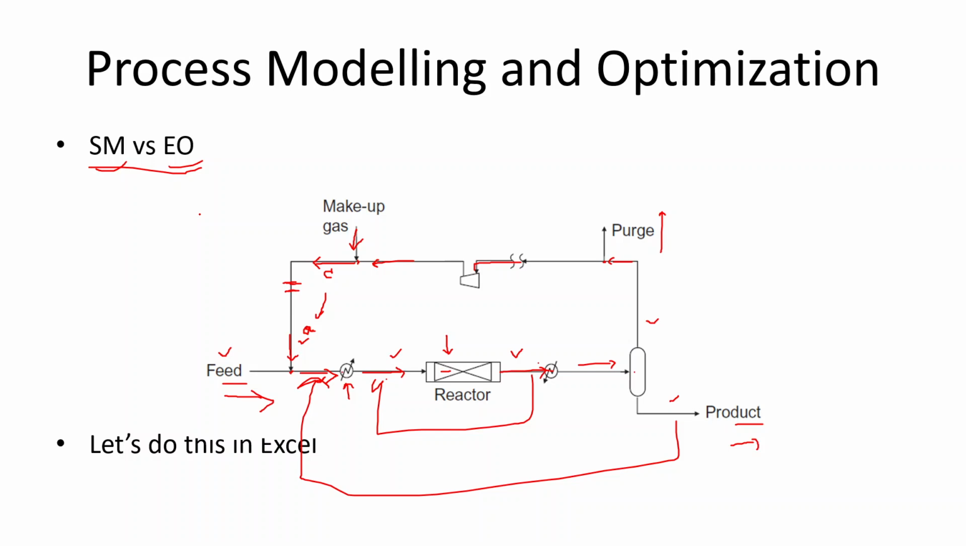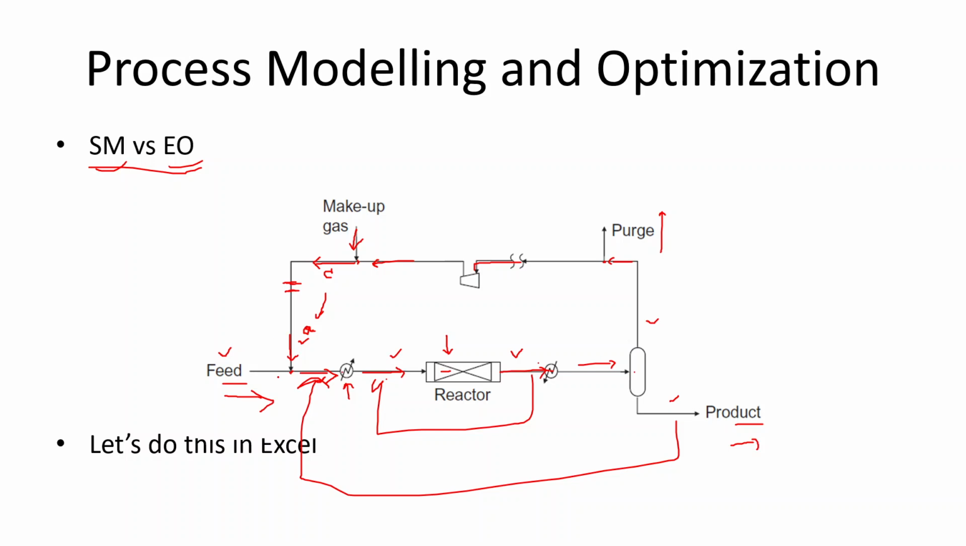And so another approach is what they call equation oriented. Instead of calculating this block by block, where in each block we already have the performance evaluation equations, right? For example, in this heat exchanger, we have MCp delta T, and UA delta T LMTD. In this reactor we have kinetics, and also pressure drop if it's a fixed bed. A flash as well, we have a flash calculation and so on and so forth.